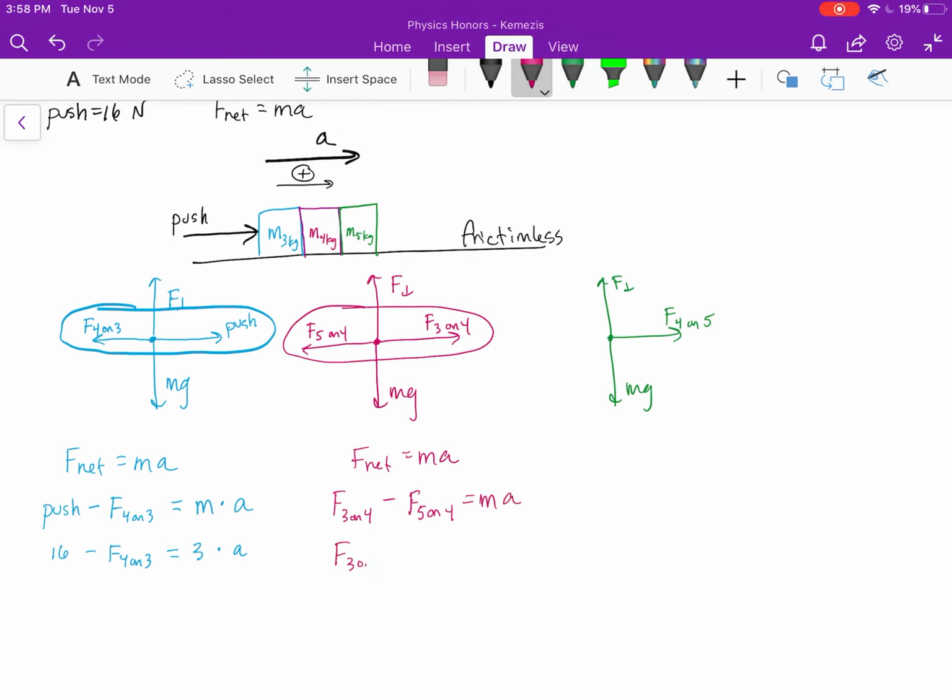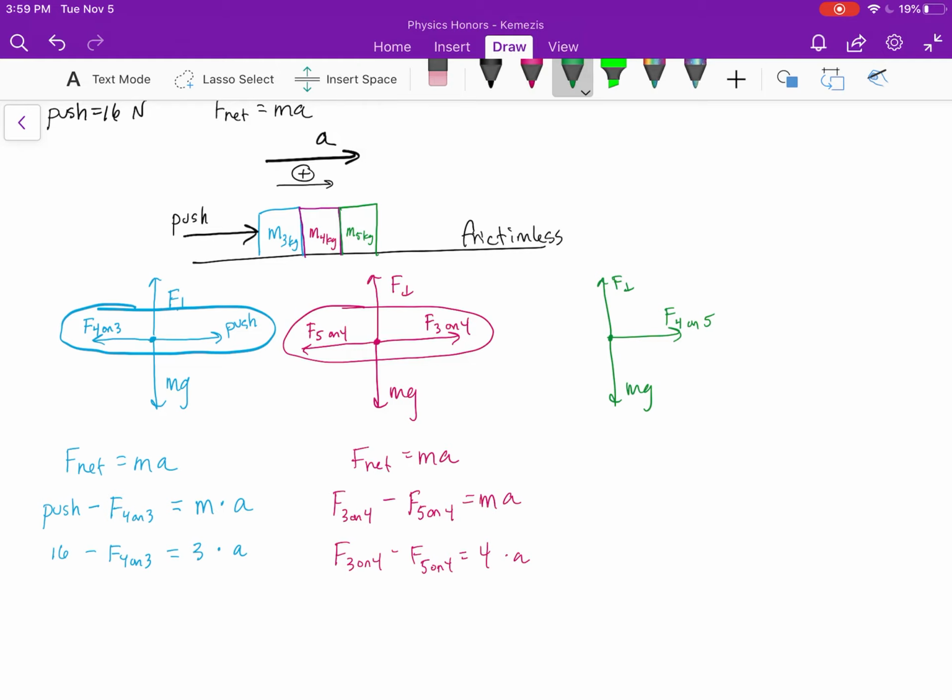And we do not know any of the values of these forces, right? So we can't actually plug anything in here, but I do know the mass, which is 4 kilograms. And again, I don't know the acceleration. So this equation is even more of a dead end because we have 3 unknowns.